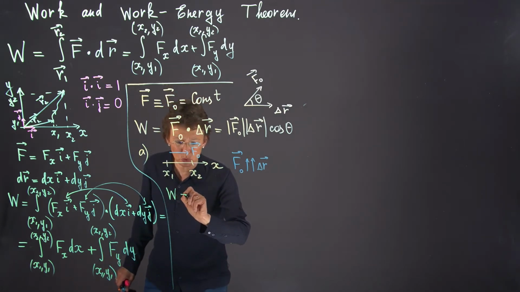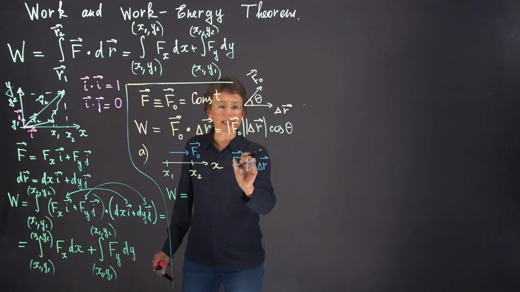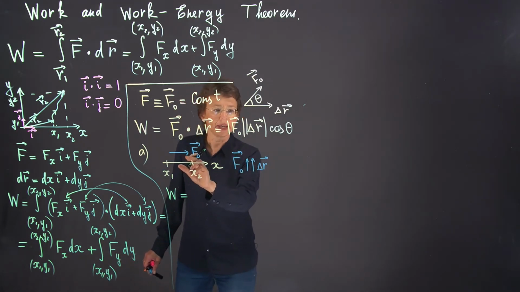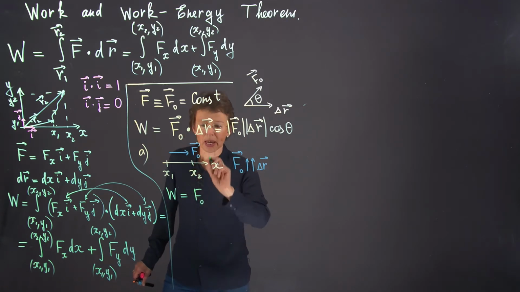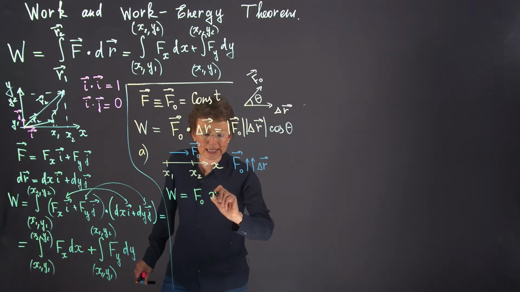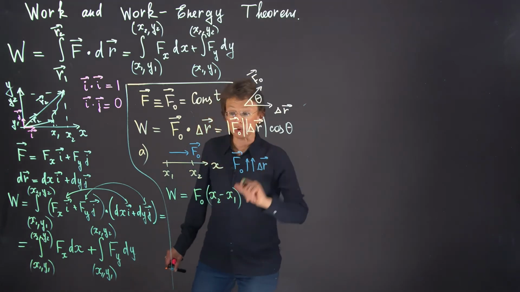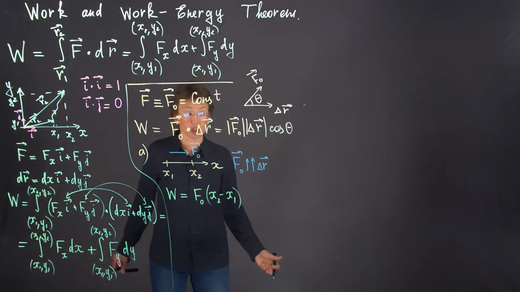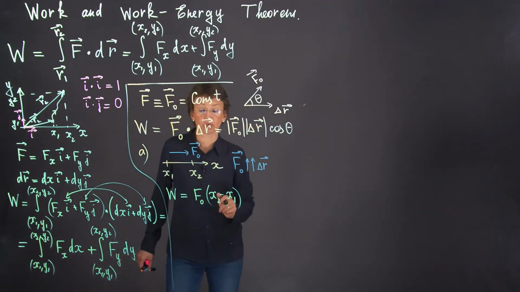What will be the work? I will look at this formula first. It is F naught times the displacement, magnitude of the force, F naught, times magnitude of the displacement, x2 minus x1, times cosine of angle between them, which is 0. Cosine 0 is 1. This is work done by this force F naught.